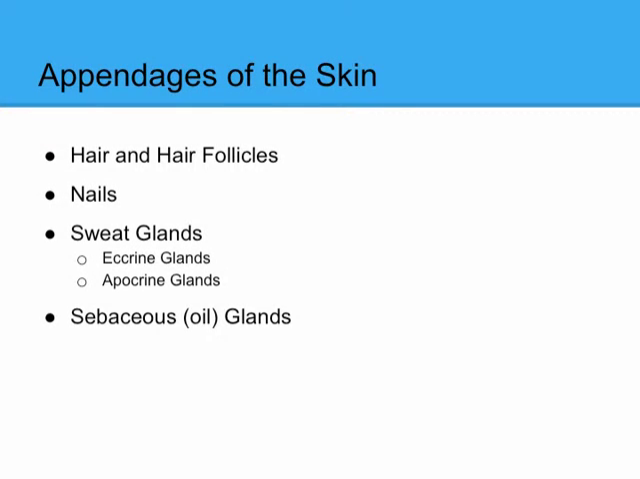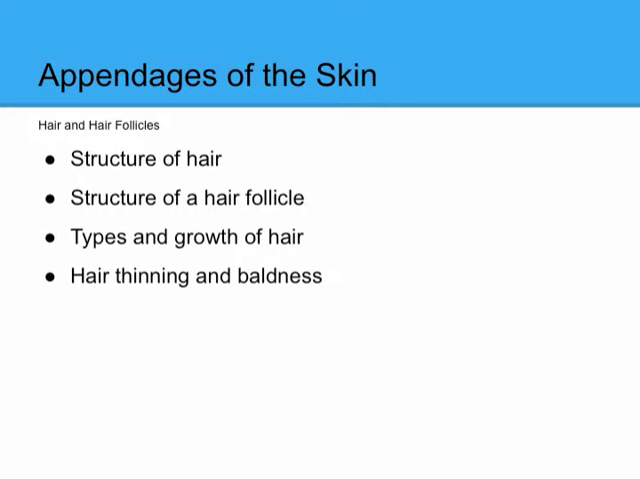Okay, so here we are getting to the appendages of the skin. Sorry, I'm trying to go quickly so you don't have to listen to a 3-hour webinar. We're going to be talking about hair and hair follicles, fingernails, toenails, nails basically, sweat glands, 2 types, and sebaceous oil glands. So first up is hair and hair follicles. We're going to be looking at the structure of hair, the structure of a follicle, types and growth of hair, and hair thinning and baldness.